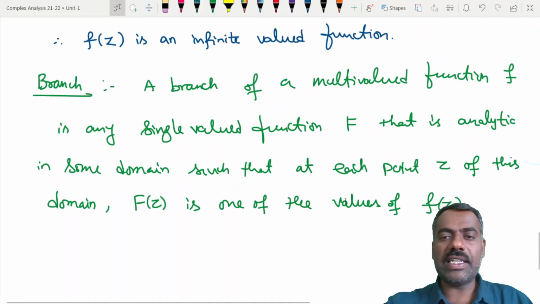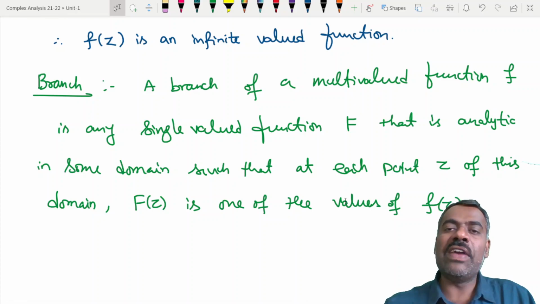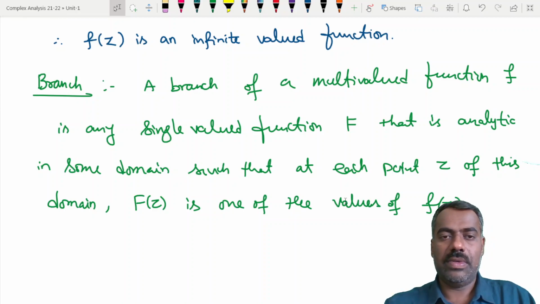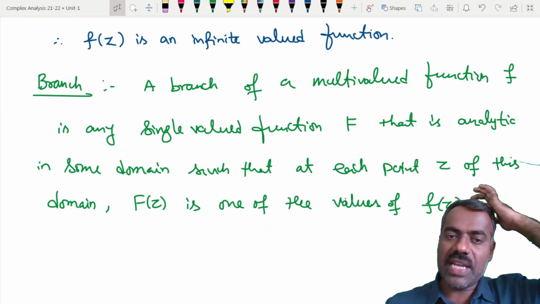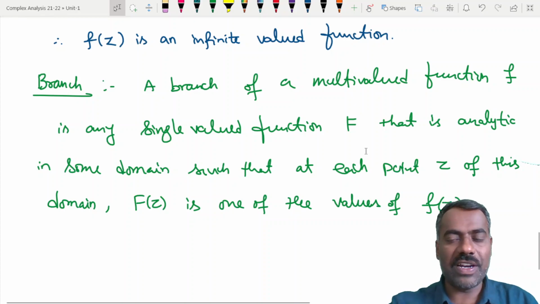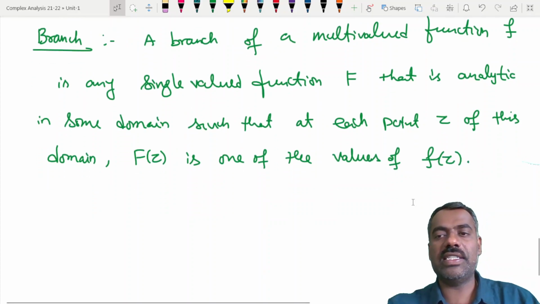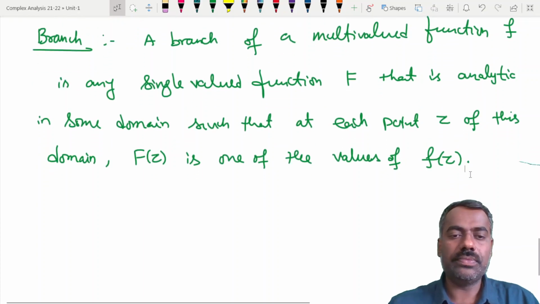Is the definition clear? Let me tell again what is meant by a branch. It is a single valued function, capital F. That means even if you go one round, two rounds, anything, the value is not going to change. And that function should be an analytic function. That means it should be continuous, the derivative exists, and this capital F of z is one of the values of this small f of z. Is this clear? Yes.